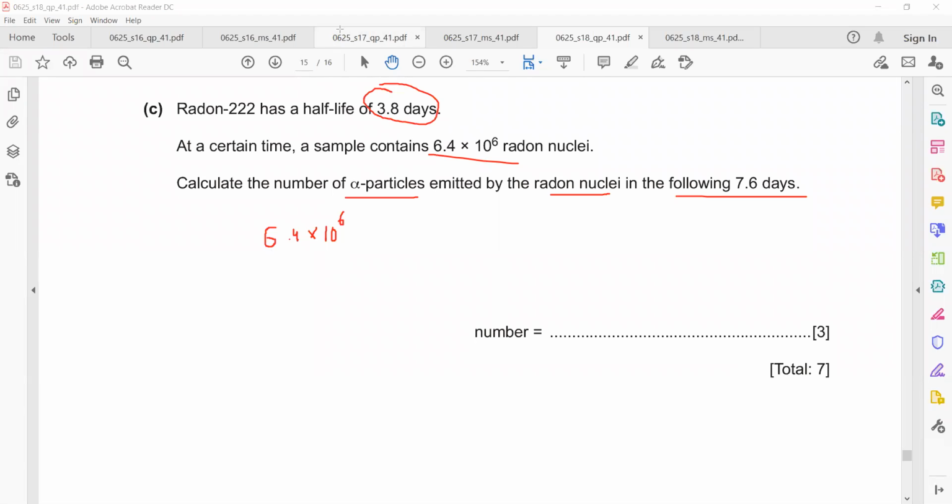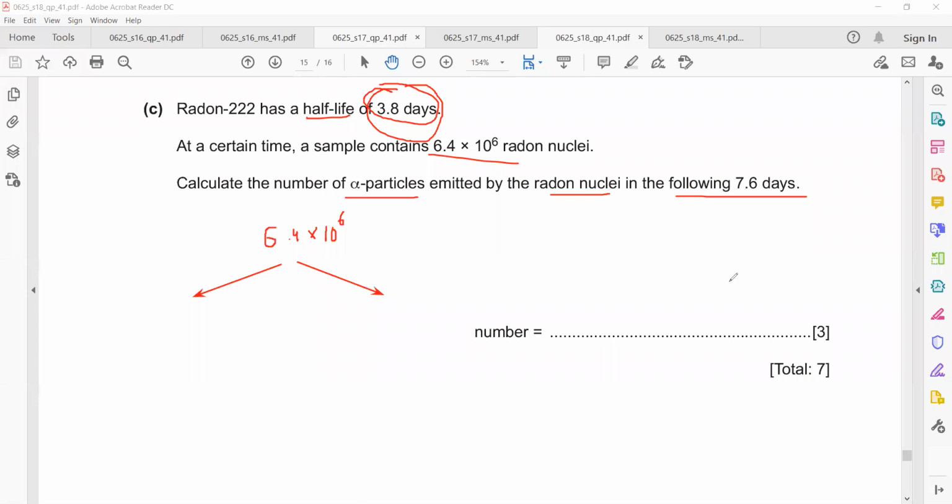In exponent, better tell in exponent. For example, the half-life is 3.8 days, not 7.6 days. We need, after the half-life of 3.8 days, so it means after every 3.8 days, it will be half of its original value.